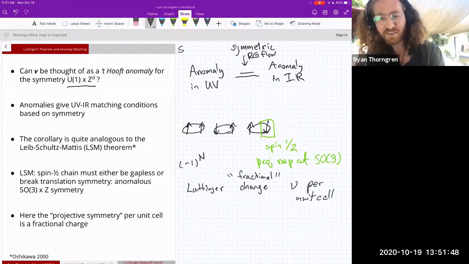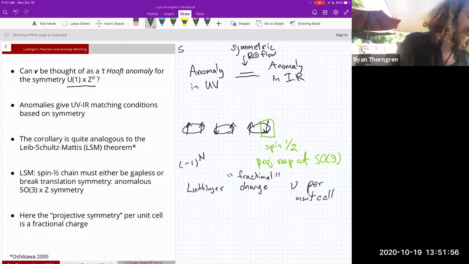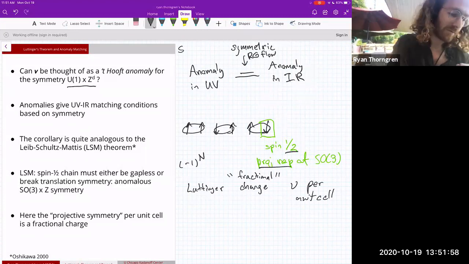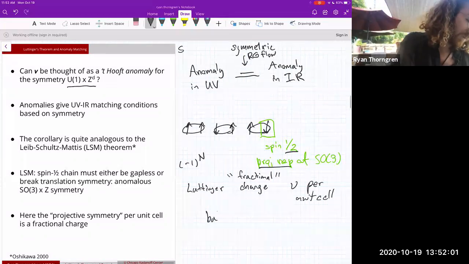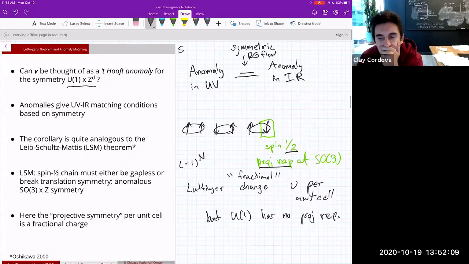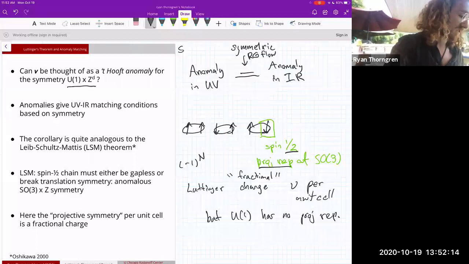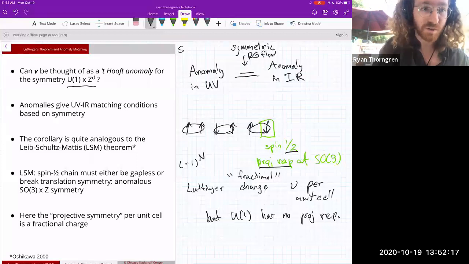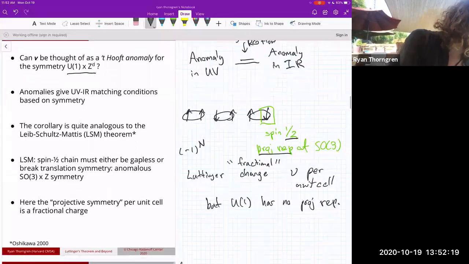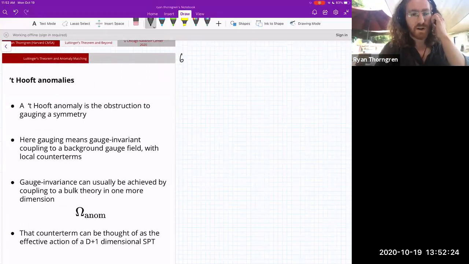But the issue with this is that there's not really a good U1 representation that you can talk about to call this fractional charge nu, whereas we had this spin 1/2, which is a bona fide projective representation of SO3. U1 has no projective representations. And that's going to cause a problem for us trying to interpret Luttinger's theorem as naively as an anomaly. Okay, but to tell you more about that, I have to tell you more about anomalies first.